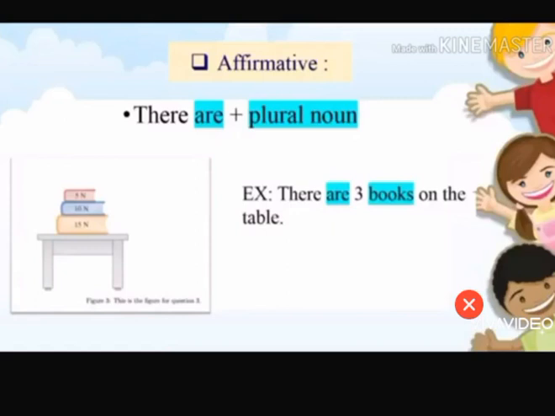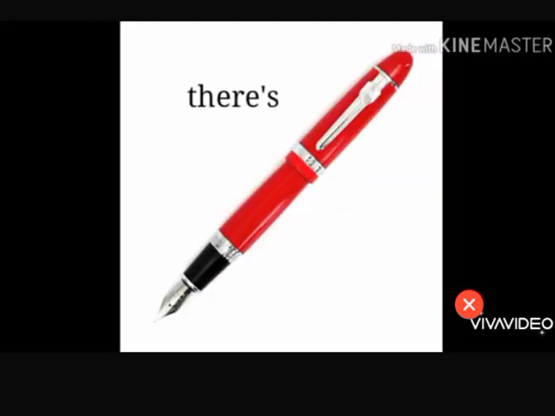Three books. So can I say there is a three books on the table? No, it's wrong. The right way, we should say there are three books on the table.